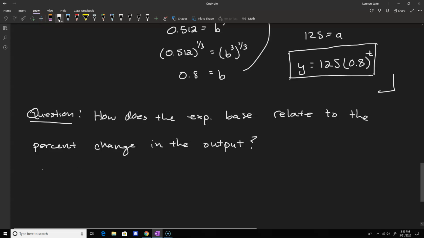So the answer is, maybe an easy answer would be if you looked at, say, the previous example and pretended like the initial amount were 100 rather than 125. So if you had 100 and you plugged in 1 for t, you'd end up with 80. So there was a 20% decrease. So how did that happen? Well, basically, if we write the exponential base is equal to 1 plus r, r is said to be the percent change.